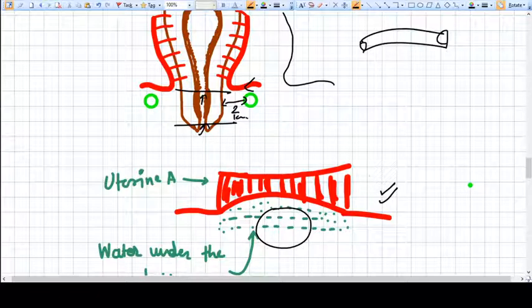Why are we discussing this model? Remember one thing, whenever we discuss something in medicine, there is some significance behind that. Water under the bridge, that is a very common point of what? Ureter injury. So that's why the fathers of medicine have simplified this thing.